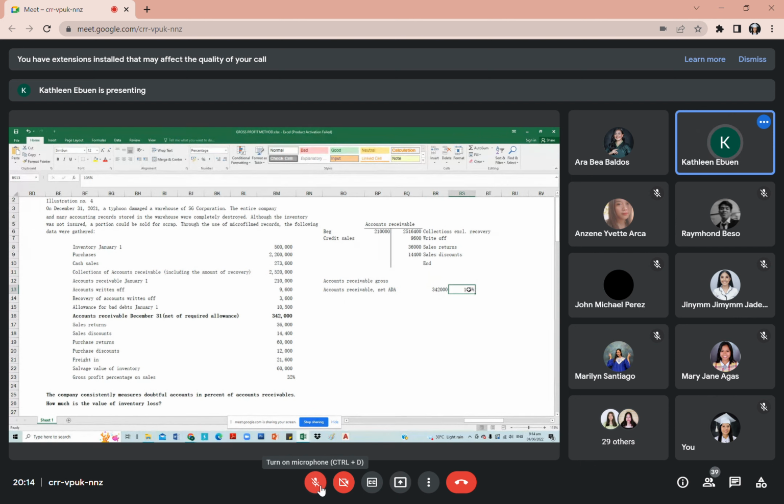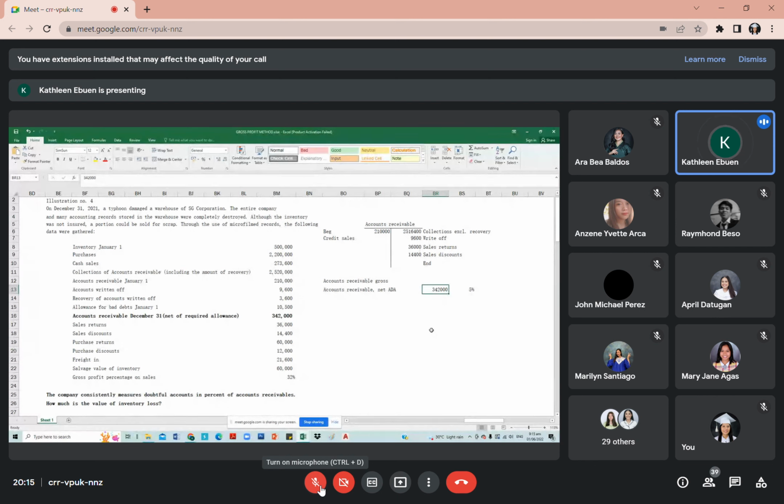Divide. Saan natin i-divide? 5% po. 5%? So, pag dinivide natin si 342 divide by 5%, sobrang laki ng ating gross. So, pag binawas natin yan, hindi 5% plus. Paano? Sa 342,000, nakaneto na siya, binawas na yung 5%.